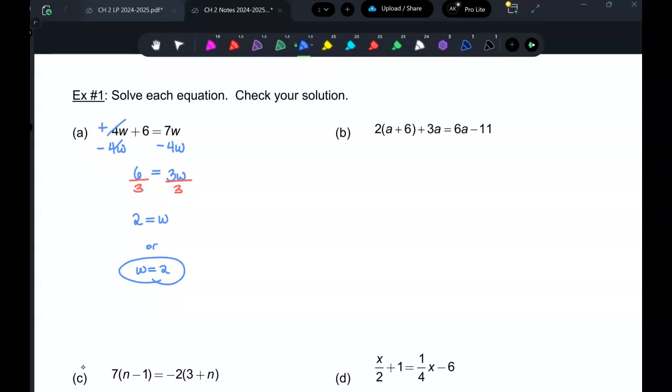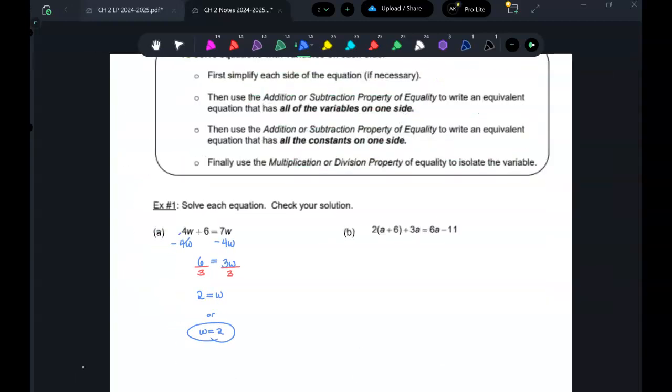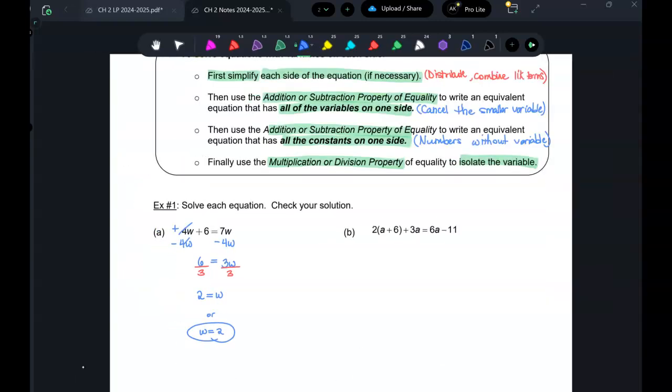Okay. B. All right. What do I notice? That's a tricky one. Good. We call that the distributive property. So I have to get rid of the parentheses. So I'm going to have 2A plus 12 plus 3A. 5A plus 12.